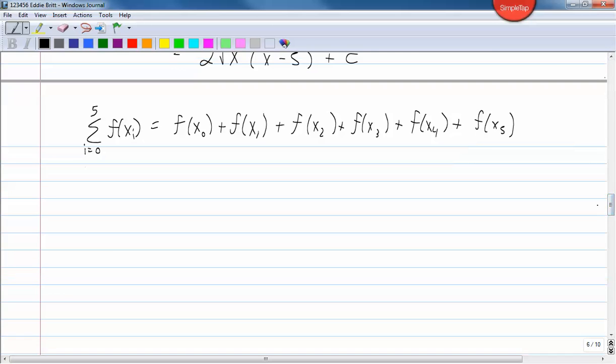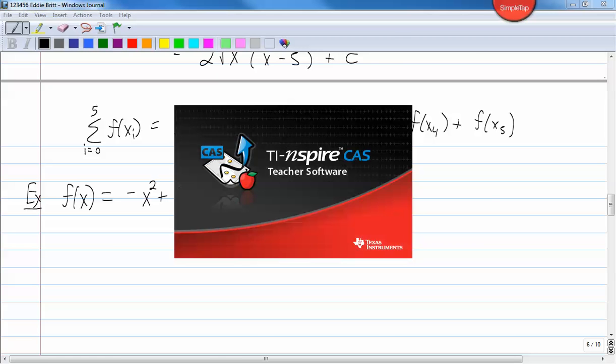Now, let's pretend that I had this function here: f of x equals negative x squared plus 5. So I'm going to graph that up here, even though I know all of you can probably picture it in your mind. I'm going to show you what that graph looks like.